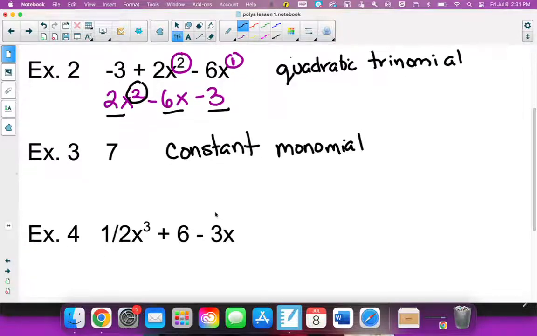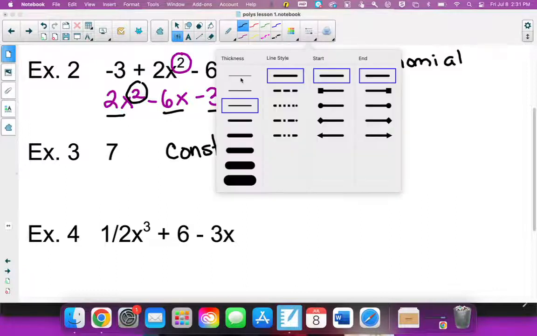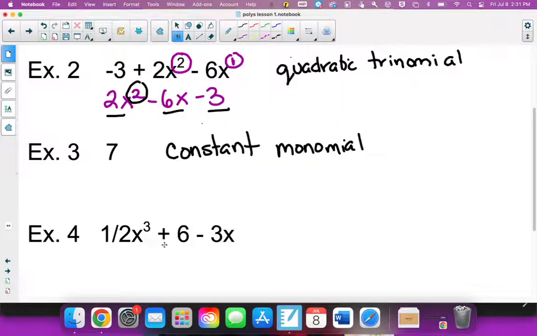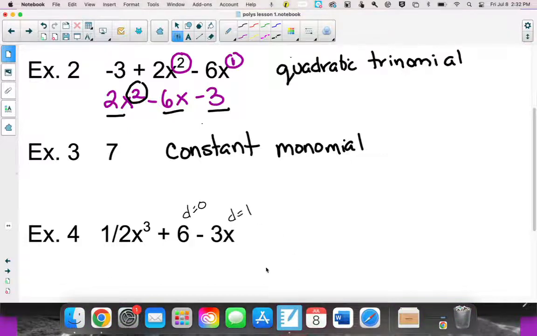Okay. So this one, again, take a look. It's not in standard form because standard form says, again, decreasing exponents. Okay, so the first one is good. We can have that one. That's the 3. That's the highest. But this has a degree of 0, and this has a degree of 1. So we have to switch those around. So that should be 1/2 x to the 3rd minus 3x plus 6, right, to get it in correct form.